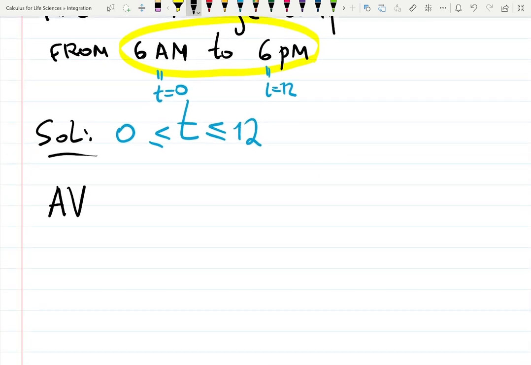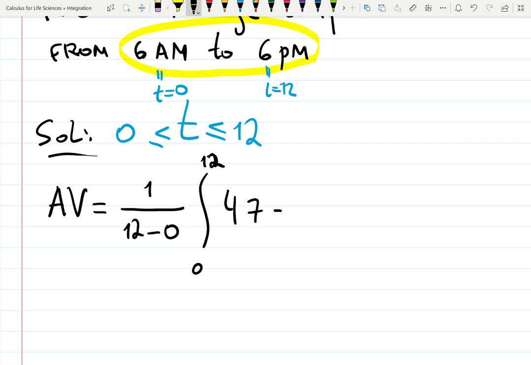So the average value will be a fraction, 1 over, and then, it's my preference, you don't have to do it, the integral from 0 to 12, and when I see those 0 to 12, I know it's going to be 12 minus 0 over here. For different intervals, different number. Then the function goes inside: 47 plus 4t minus 1/3 t cubed dt. Agree? What do you think?